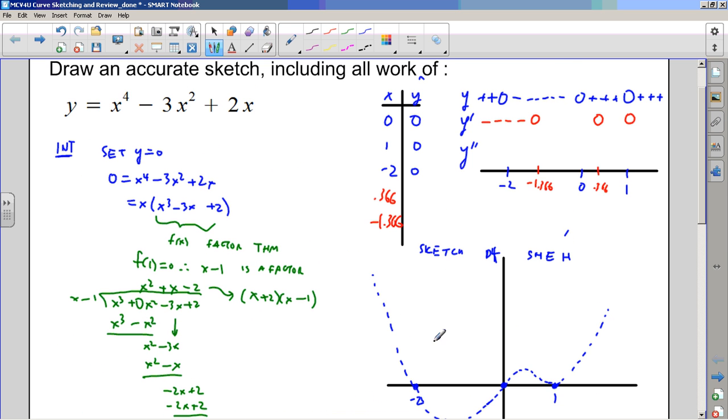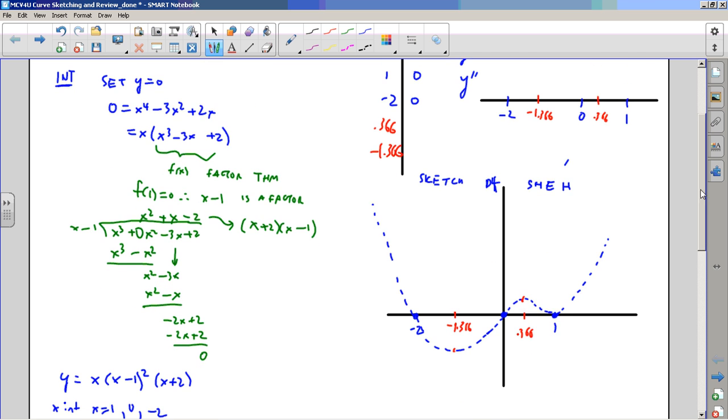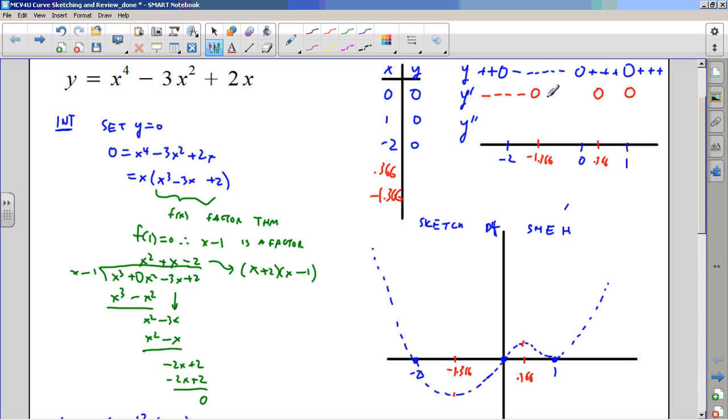But I can also see from my advanced function sketch, it decreases until here, right? This is my negative 1.366. And then it increases to here, this is my 0.366, because there's a maximum. So it's negative along there, increases from here to here, then decreases, and then increases. And I can see all my minimums and maximums straight from there. But I could also use the second derivative, right? So the second derivative test is coming up.